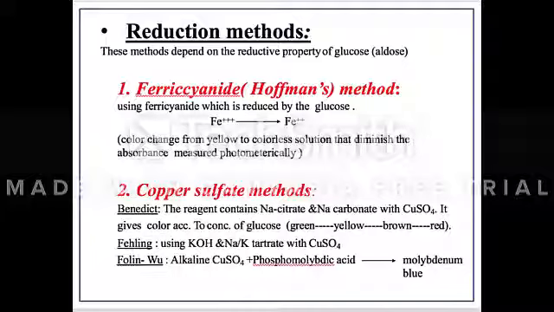Next is copper sulfate method. The first one is Benedict. The reagent contains sodium citrate and sodium carbonate with copper sulfate. It gives color according to the concentration of the glucose, like green, yellow, brown, red. Next is Felling's method, using potassium hydroxide and potassium sodium tartrate with copper sulfate. Next is Folin-Wu method, in which the alkaline copper sulfate reacts with the phosphomolybdic acid to form the molybdenum blue.